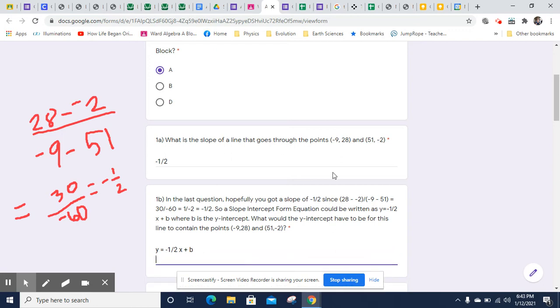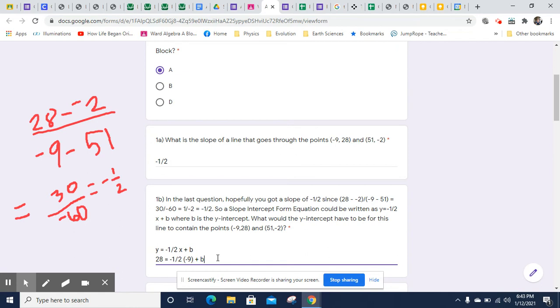So let's try that. I'll pick 28 for y. So 28 is going to be y, and then it's -1/2 times -9 plus b. And now we just have one variable to solve for, and that's super easy. You just need to isolate that variable.